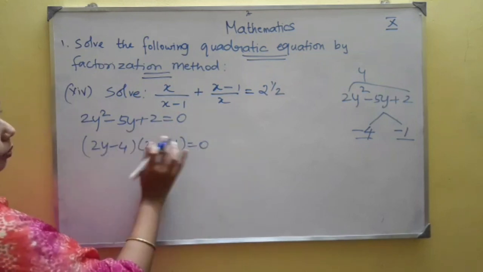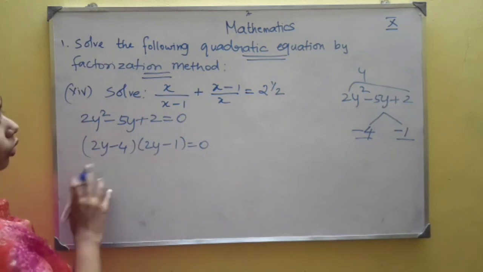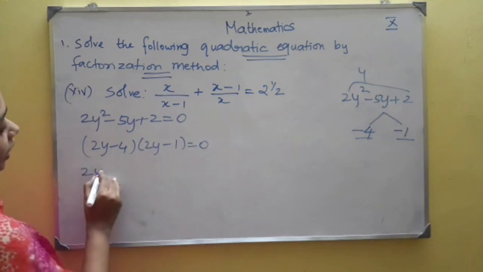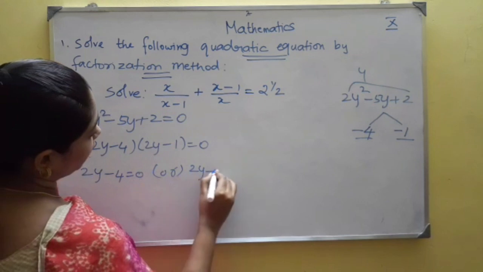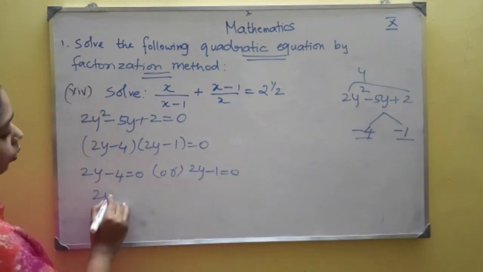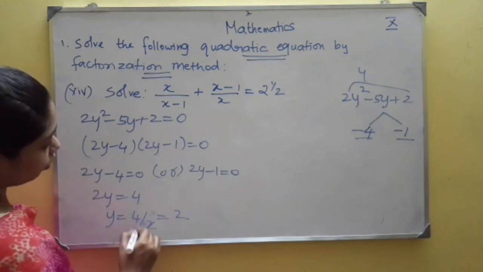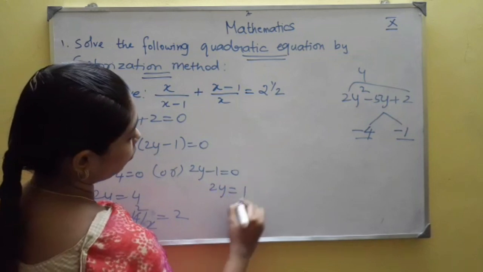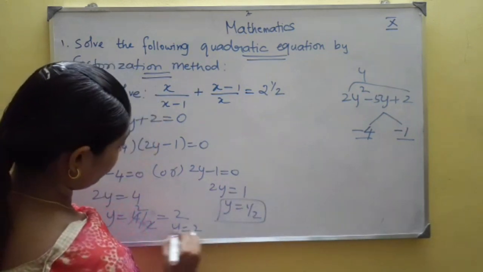Two real numbers when multiplied give me 0, so either one must be 0 or both. So 2y minus 4 equal to 0 and 2y minus 1 equal to 0. Now 2y is equal to 4, y is equal to 4 by 2, which gives me 2, right? So y is 2 here. Now in the other case, 2y is equal to 1, so y is equal to 1 by 2.